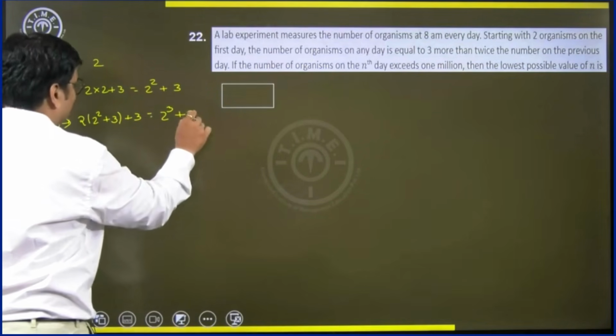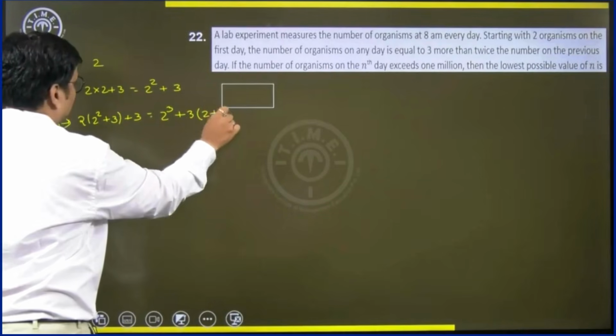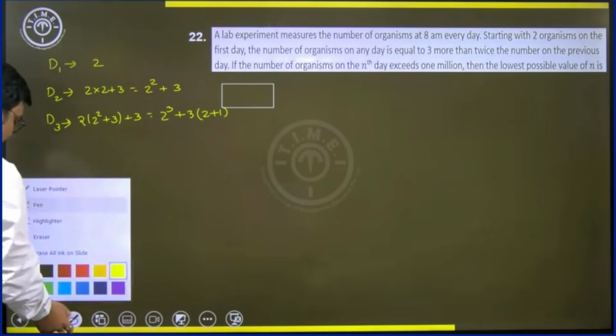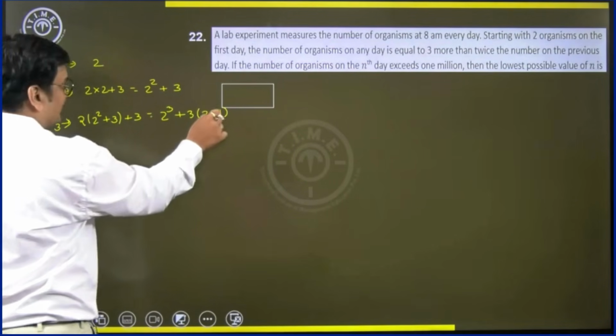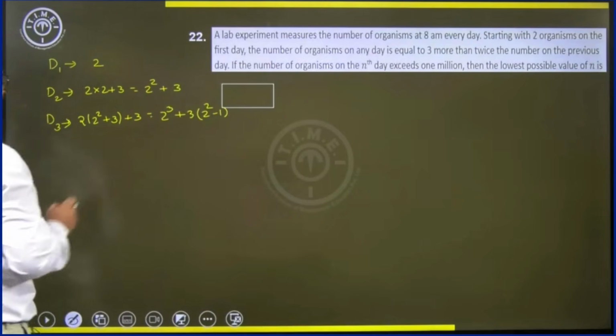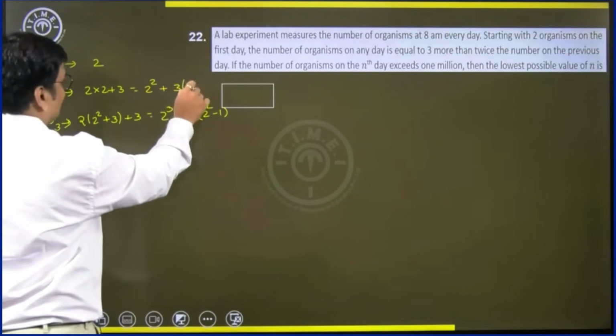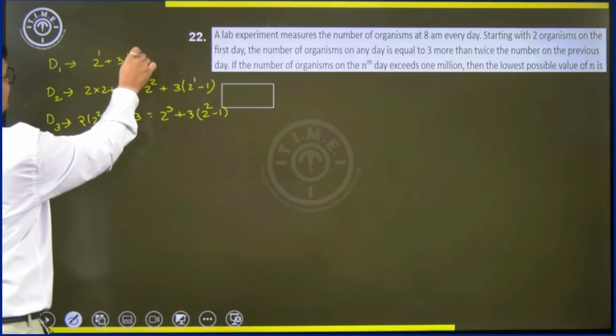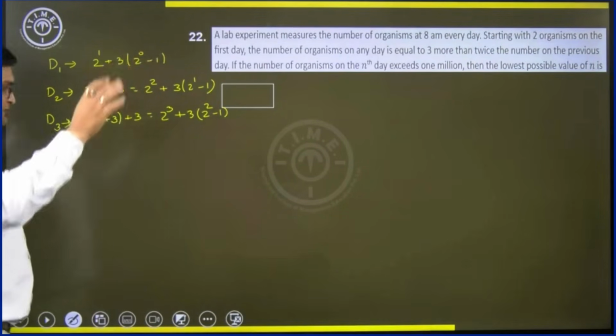If I take 3 common, 2 plus 1. So 2 into 3 into 2 plus 1, or if I want to write it down, it's ultimately 3 into 2 square minus 1. This I can write as 2 power 1 minus 1. This I can write as 3 into 2 power 0 minus 1, which is 1 minus 1, 0 anyways.